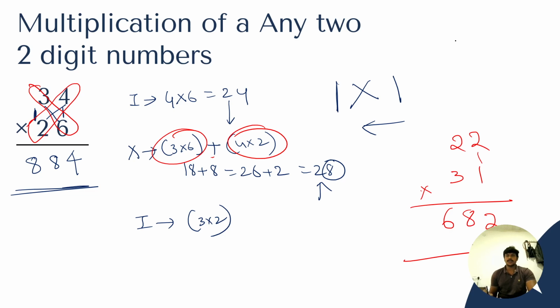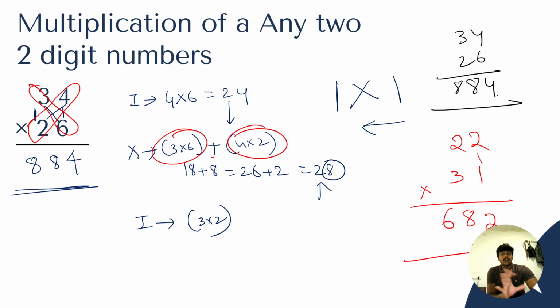Let us take the same numbers, 34 and 26. What I'm going to do, first I will take X. X means the last two numbers, 4 times 6, 24. So 2 is the carry. Then 3 times 6, 18. 18 plus 2 times 4, 8, 26. 26 plus 2, 28. 2 is the carry. 3 times 2, 6, 6 plus 2, 8. This is how you have to do.